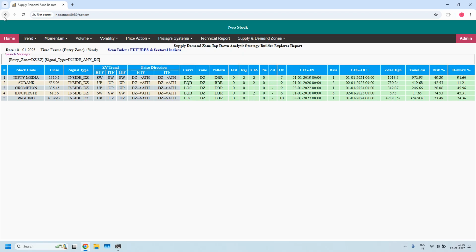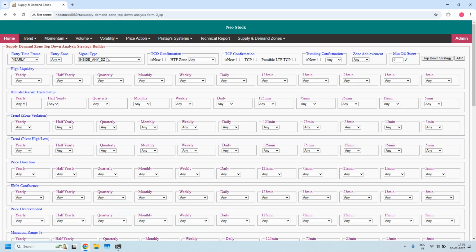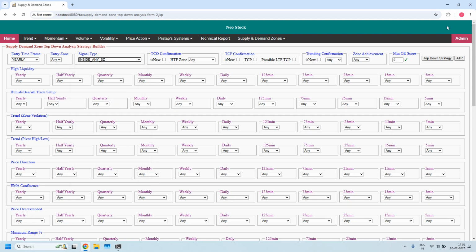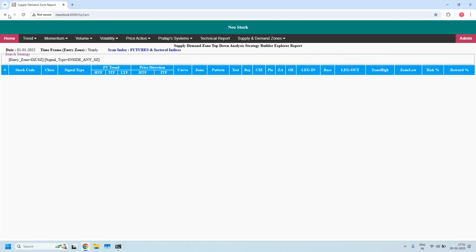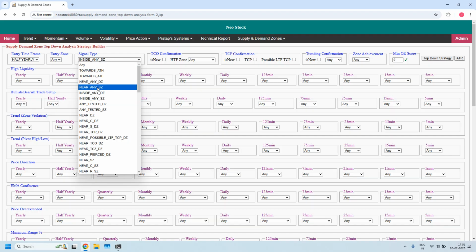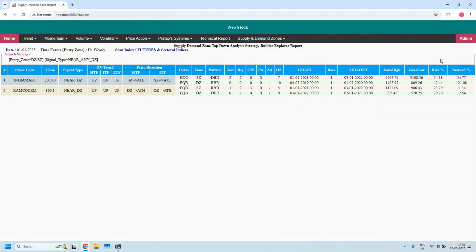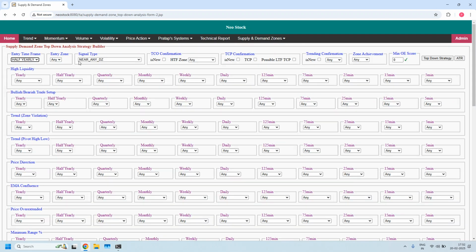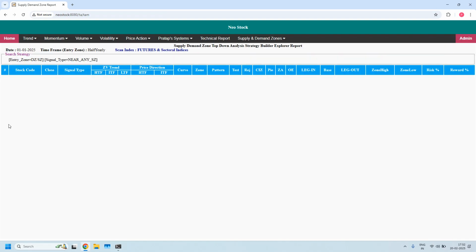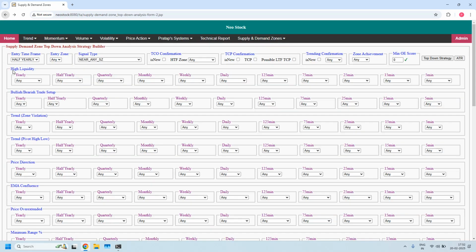Okay, next report, yearly time frame. Price closed inside the yearly supply zone. We don't have any stocks. Next time frame is half yearly. Stocks near half yearly demand zone. We got 2 stocks. Next, half yearly time frame, stocks near half yearly supply zone, no stocks are available.